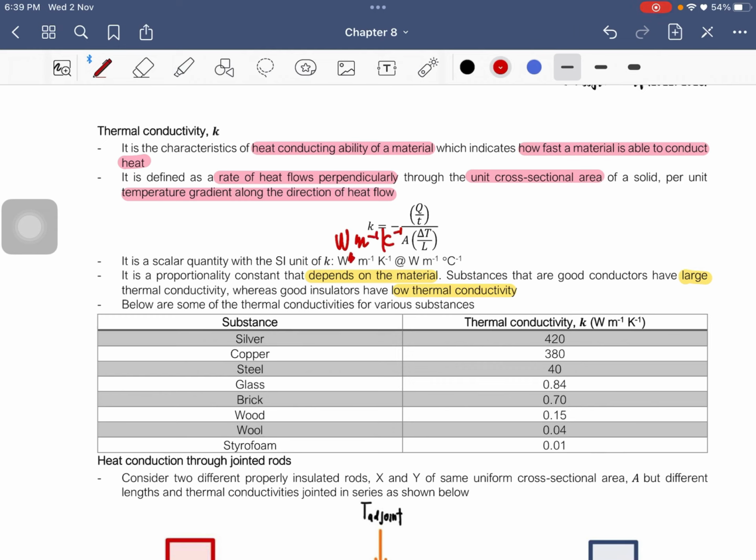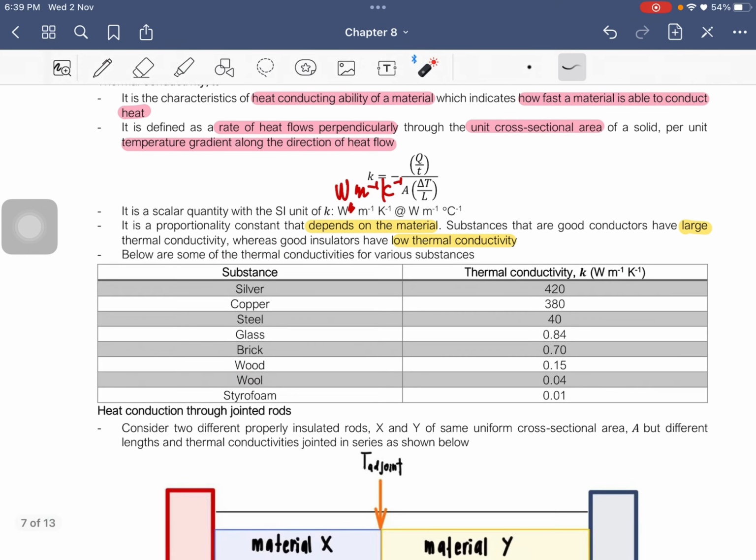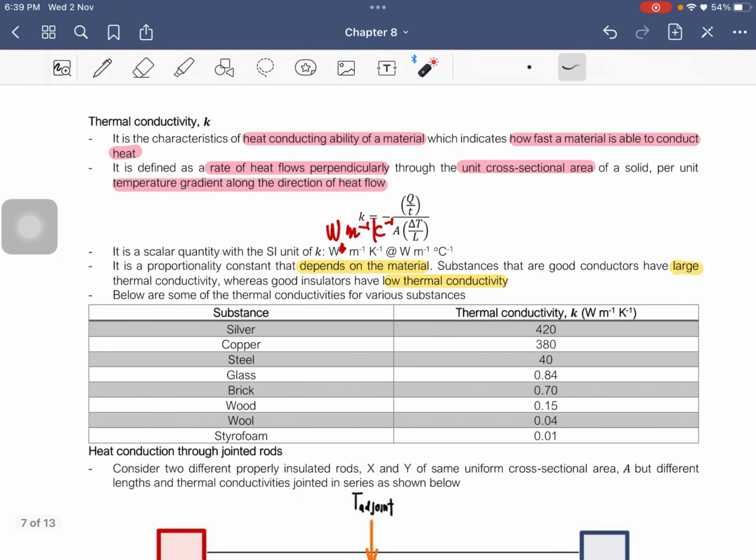Okay, all right, so here are some of the thermal conductivities for various substances. Styrofoam has the lowest thermal conductivity, whereas silver and copper, the one that we always use in our daily cooking, have larger thermal conductivity because they are able to conduct heat faster than other materials lah.